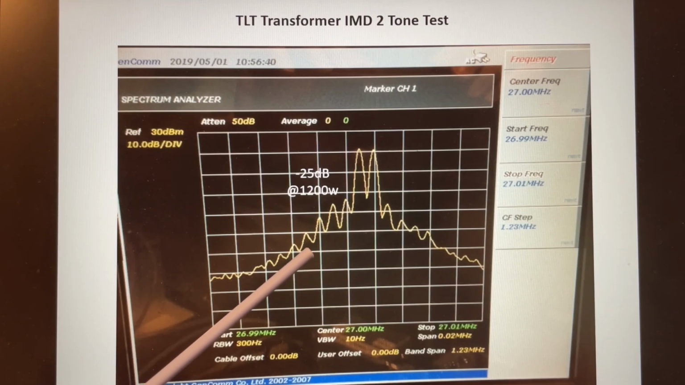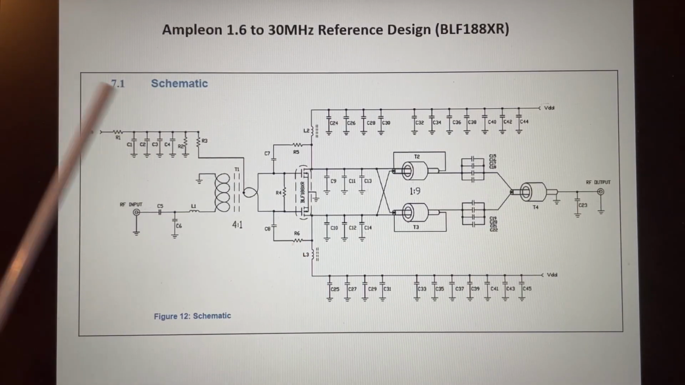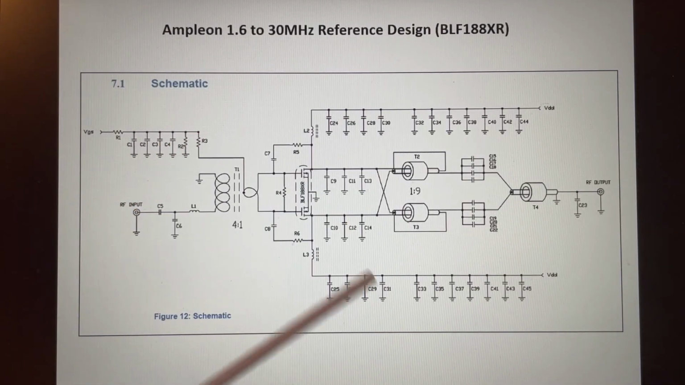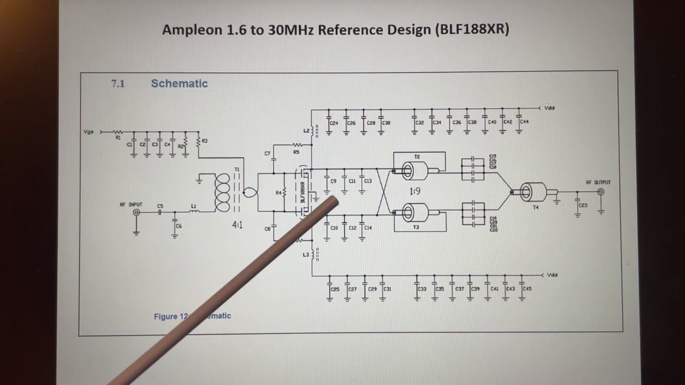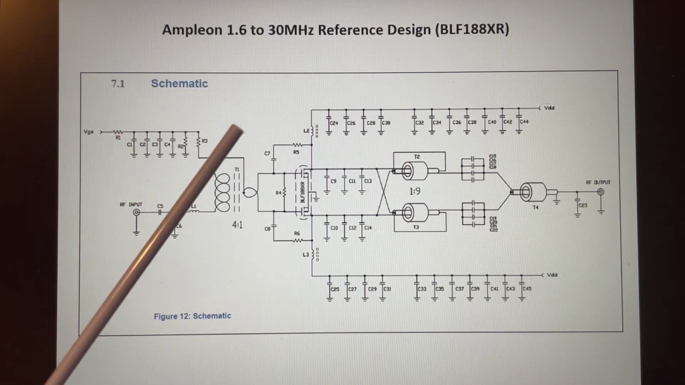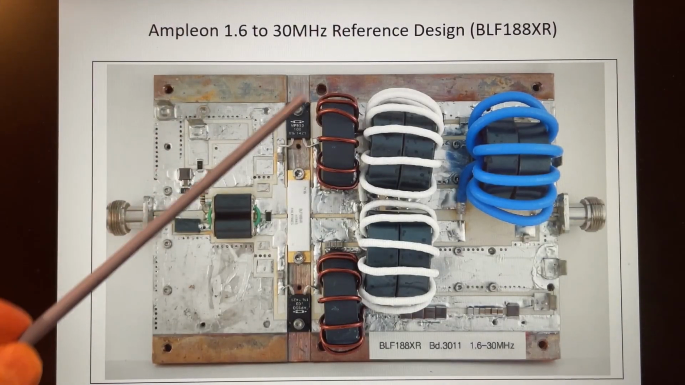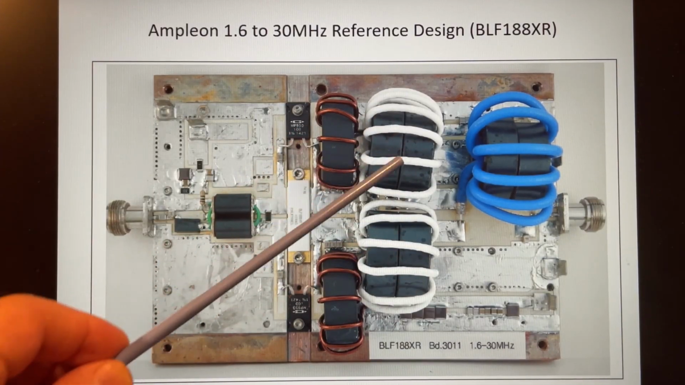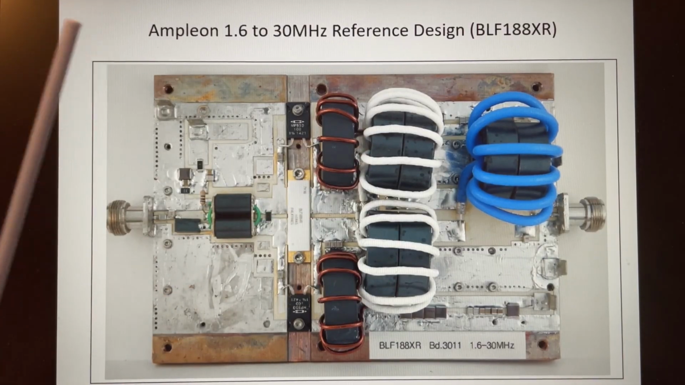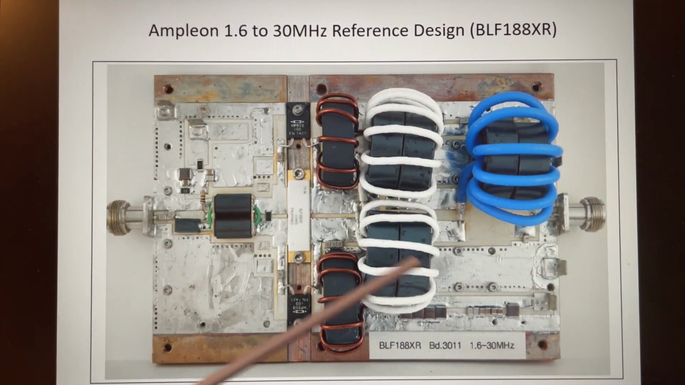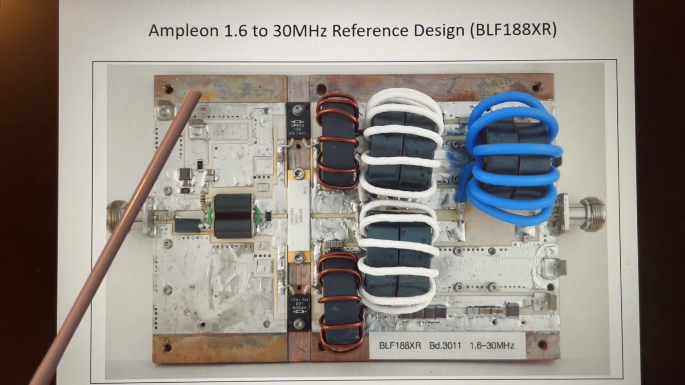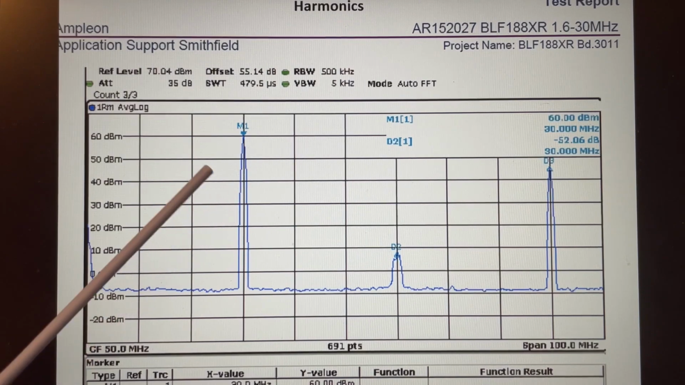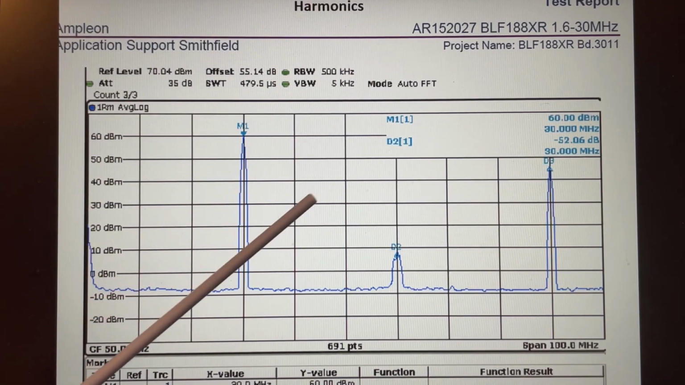And okay, so now this is the Amplion reference design, also broadband, and it uses their version of a TLT transformer. It is also 1-to-9. And here you can see their design using toroids and low impedance coax. This is also 17 ohms, which is TC18. So it's the same coax that I'm using. And there's the layout. And here you can see their harmonics at 1,000 watts.